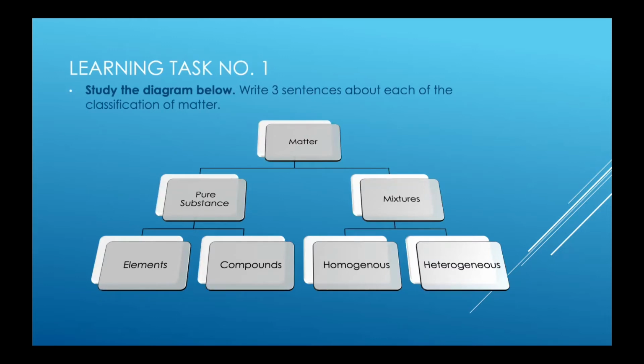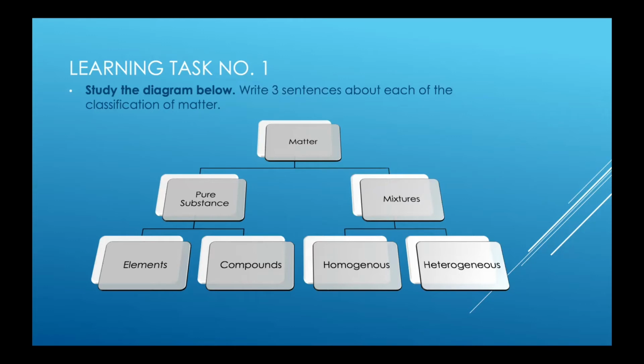Okay, so learning task number 1, you need to study the diagram below and write 3 sentences about each of the classification of matter. So we have the classification of matter, which is a pure substance and a mixture. Pure substances are elements and compounds, while mixtures are either homogeneous or heterogeneous mixtures. Okay? I want you to write 3 sentences about each of the classification of matter. You can see all this on your module also.